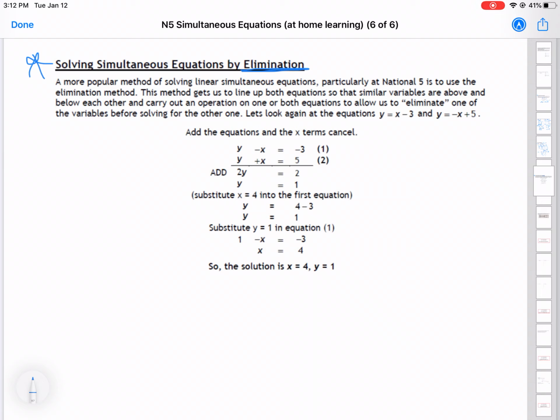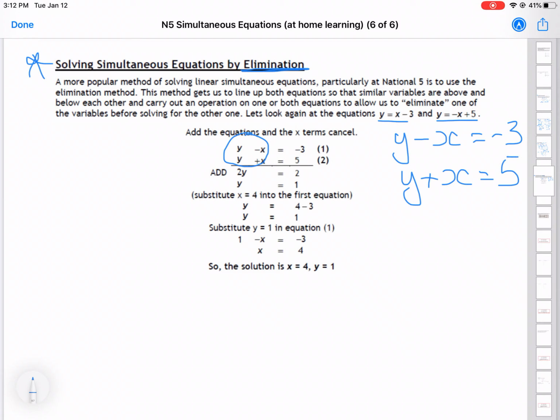So the first thing we have to do, it gets us to line up both equations so that similar variables are above and below each other. So with these two equations here, we put them on top of one another and we try and make it so that we have generally x's and y's on the left hand side. So we rearrange both of those to make it y minus x equals negative 3, and for this one y plus x equals 5.